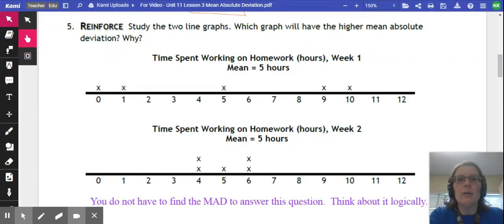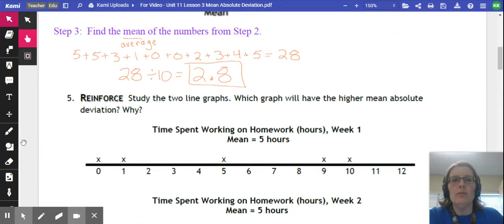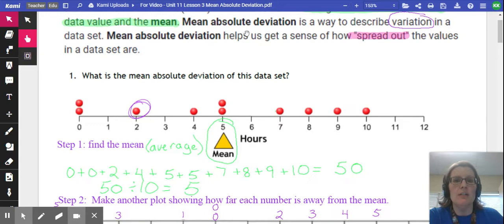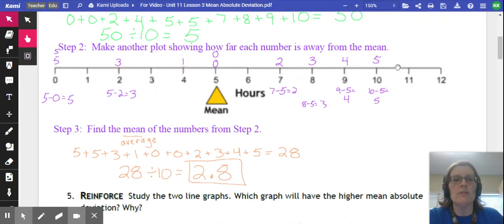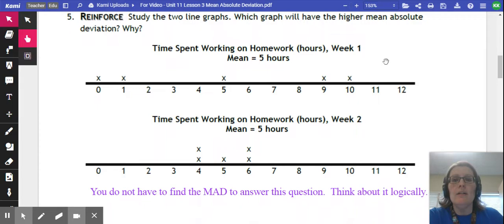This is the second question from our mean absolute deviation notes. Our question says study the two line graphs. Which graph will have the higher mean absolute deviation and why? So we learned in the last question and in the definition that mean absolute deviation gives us a measurement of how spread out a number is, how much it varies, how much variation it has.